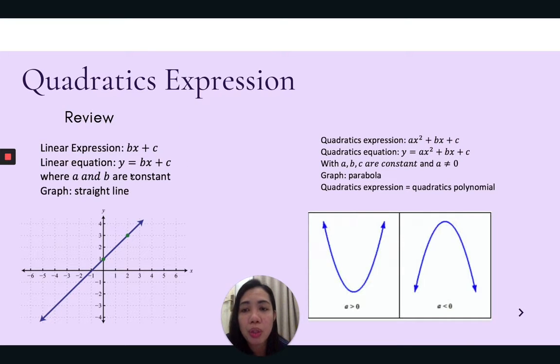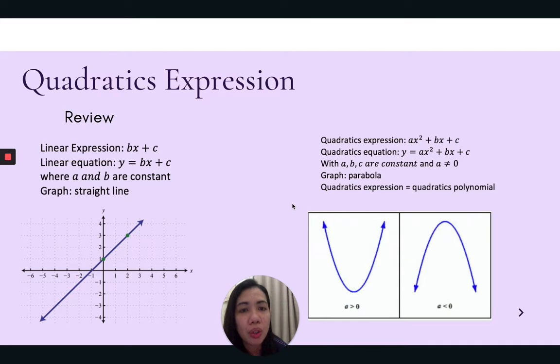And then if we want to transfer this linear equation into a graph, or draw this linear equation, it will always give us a straight line. So this is one example of a straight line. Whenever you want to draw the linear equation, you will have a straight line like this.